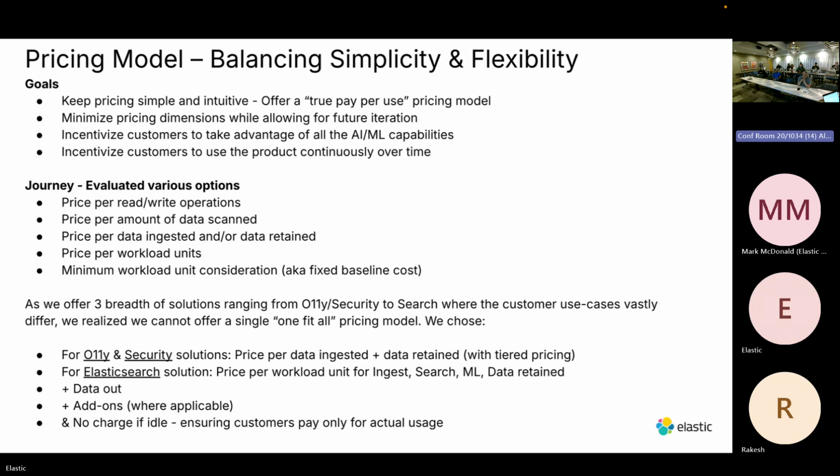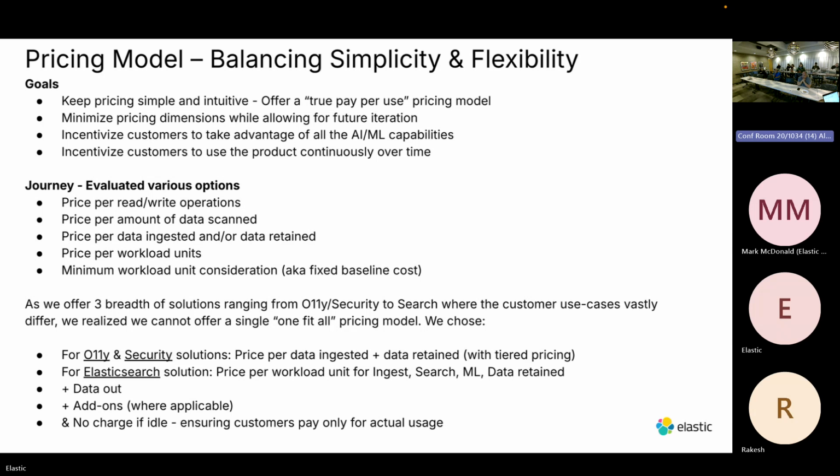In our journey, we looked at all the options that exist in this world for serverless. We found five categories of how each competitor and industry product thinks. Some price it based on read and write operations. Some price it based on the amount of data scanned. Some price it based on the data ingested and data retained. Some companies even have a minimum workload unit consideration, which means irrespective of the usage, you would always have a fixed baseline cost. And when you question them, saying serverless is truly pay per use, they say, yeah, we have our own definition of serverless.